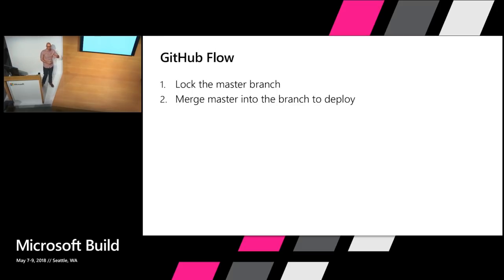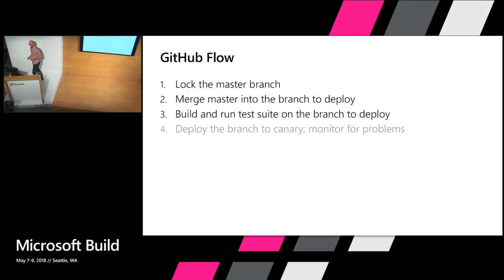Then you merge master into the branch to deploy so that you never overwrite anybody else's changes. You want to make sure that you have all the changes in master as you're about to deploy to production. You do a build. You might deploy to a canary set of servers. So you can do some staged deployments to make sure that everything's working OK, right? If you wanted to introduce some change that broke everything, it's better to do this at a limited set of servers, so you're not taking everybody down at once, right?